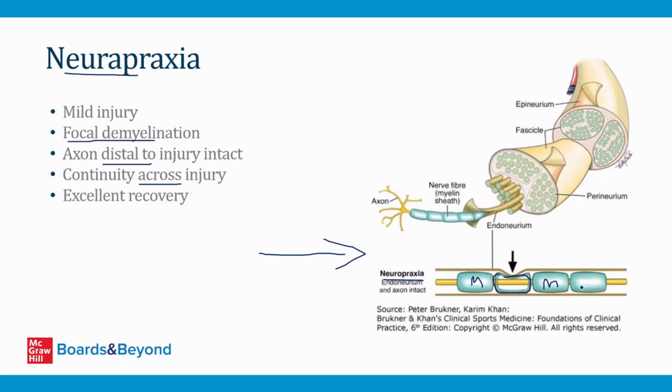And because the surrounding structures of the nerve, like the endoneurium and the perineurium and the epineurium, which are all bundles that surround nerves, are all intact, basically this has a very excellent chance for full recovery.